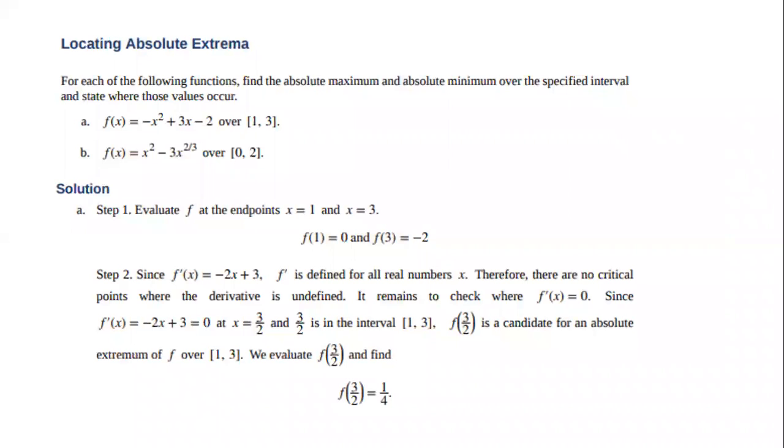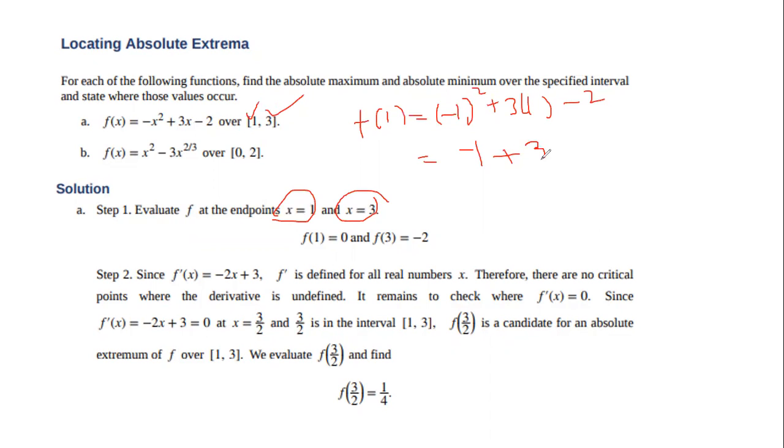Okay. Now, look at absolute extrema on the following interval for the function f of x equals negative x squared plus 3x, and the interval is 1 to 3. So this means that my endpoints are x equals 1 and x equals 3. The first thing is I have to find the value at the endpoints. So first I have to find the value at 1.